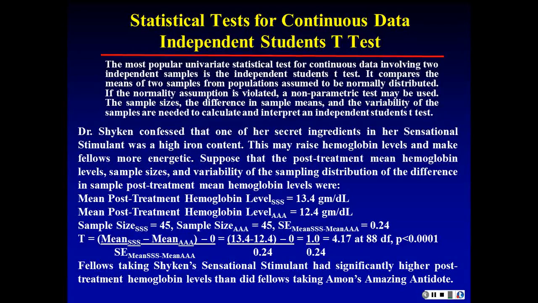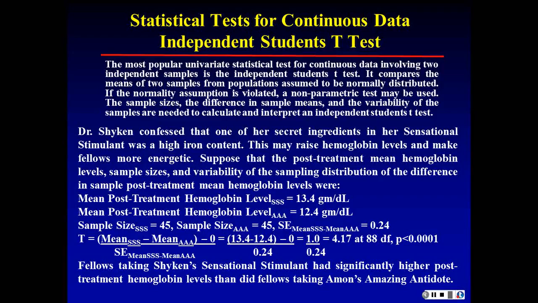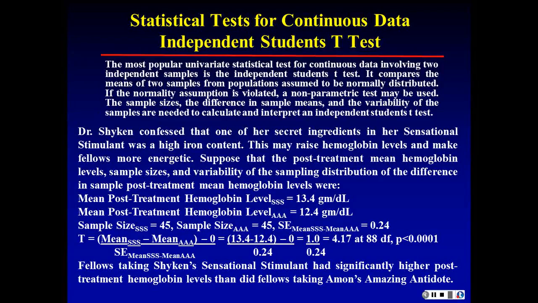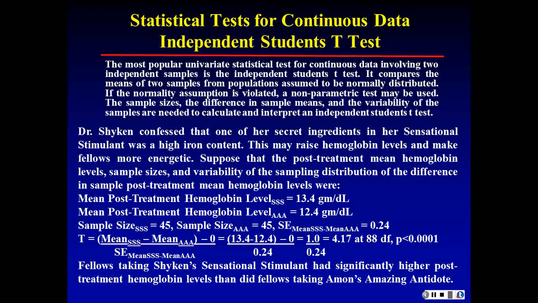Suppose that the post-treatment mean hemoglobin levels, sample sizes, and variability of the sampling distribution of the difference in sample means were as follows. The mean post-treatment hemoglobin level for Dr. Scheiken's sensational stimulant was 13.4 grams per deciliter. That for Dr. Ramon's group was 12.4 grams per deciliter. You still have a sample size of 45 in each group. The standard error of the sampling distribution of the difference in sample means is 0.24. Does everyone understand what this means, the standard error of the sampling distribution? Dr. Martin is nodding. All of you understand?